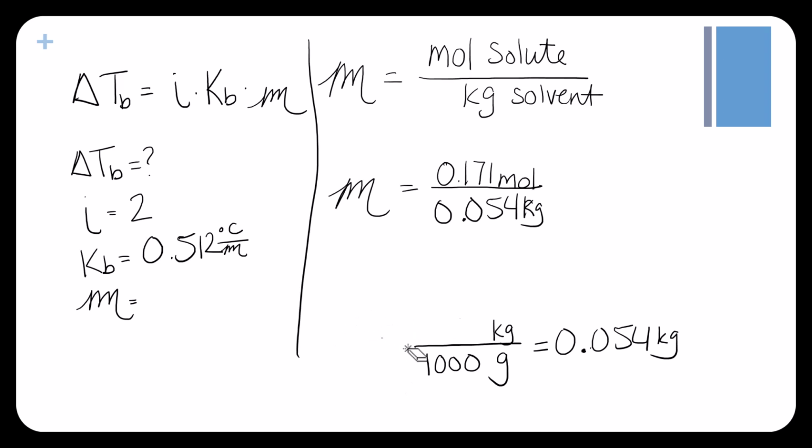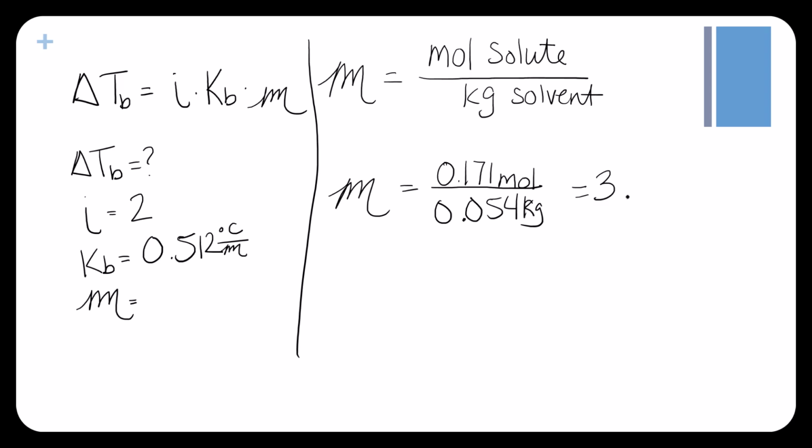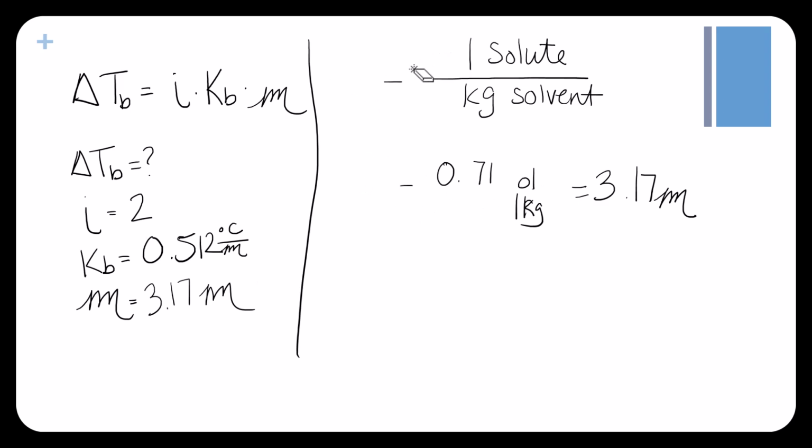So now we have it in our equation. We just need to plug it into our calculator. I've got 0.171 divided by 0.054. So the molality of this solution is a 3.17 molal solution. All right, so now I have my 3 variables. I can plug them into my temperature change equation and chug through it. I'm just going to clean my working side of the slide.